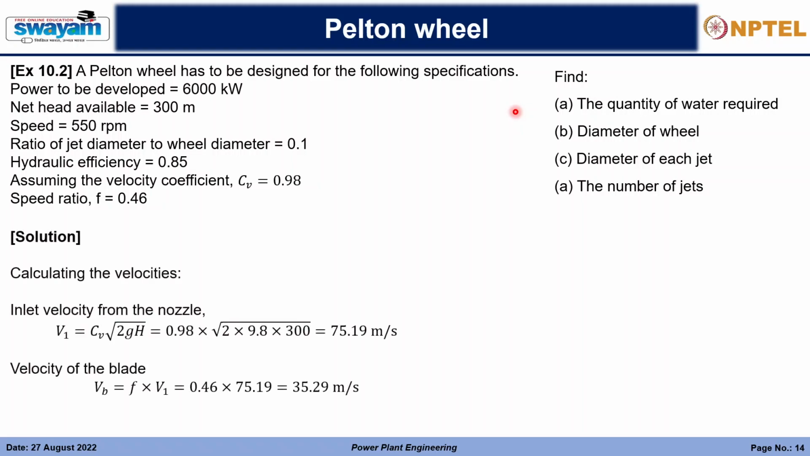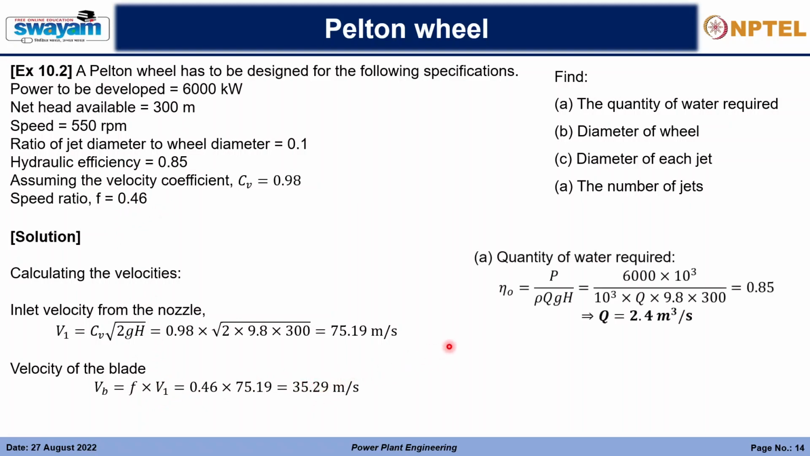So first we need the velocities. Obviously, first we need the velocity. So we have the head. From the head we can get the final exiting velocity from the nozzle. So we have the velocity coefficient. Like I said, in the nozzle there will be some losses, and according to the losses you will have to multiply some factor to this theoretical value. So that is 0.98 times the theoretical value, that is 75.19 meter per second. So this is the inlet velocity from the nozzle. Then the blade velocity is given by the speed ratio times v1, so accordingly 35.29 meter per second.